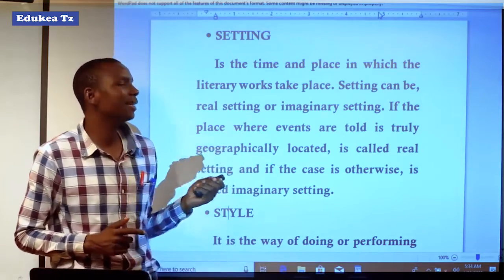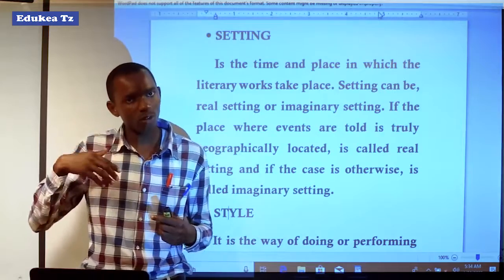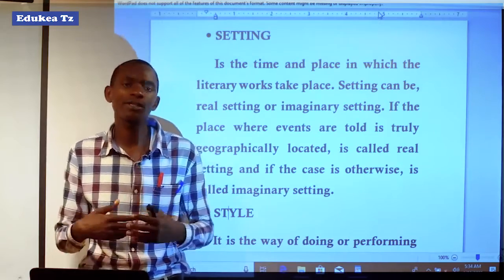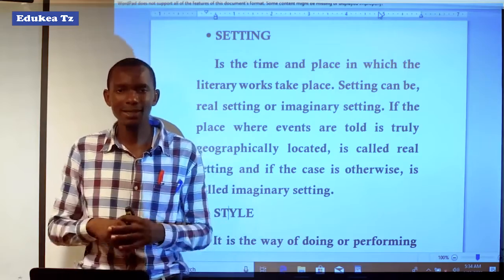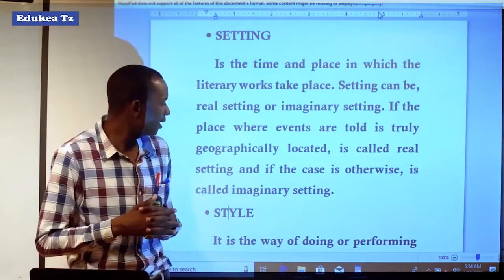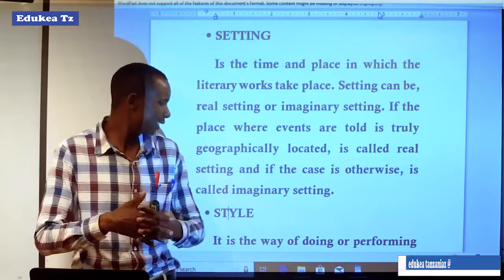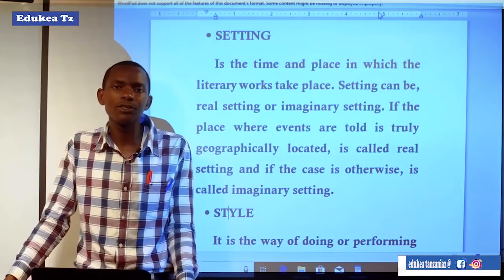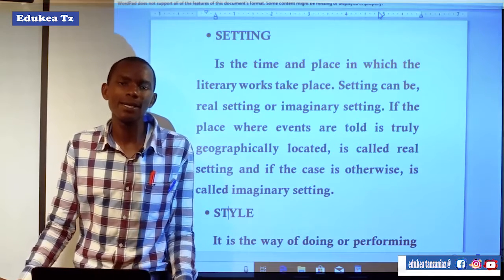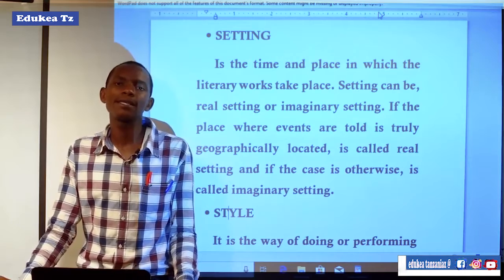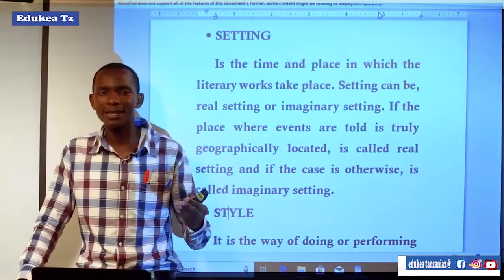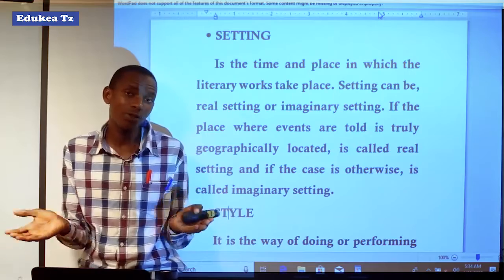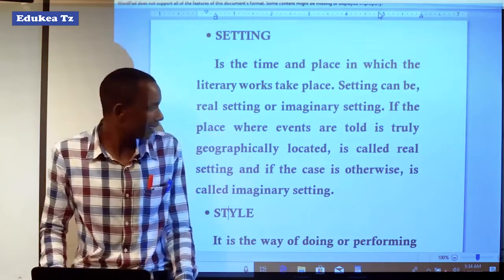But an imaginary setting is imagined. The places where a literary work has been prepared or taken place do not exist, they are not truly geographically located. So here there are several myths or stories being narrated, which took place a long time ago. They give us a life which normally does not exist in a certain place. So that is an imaginary setting.